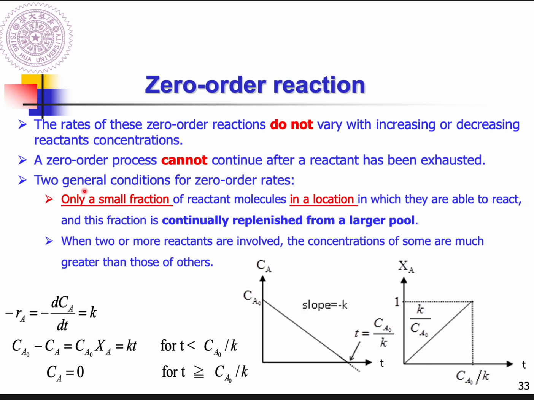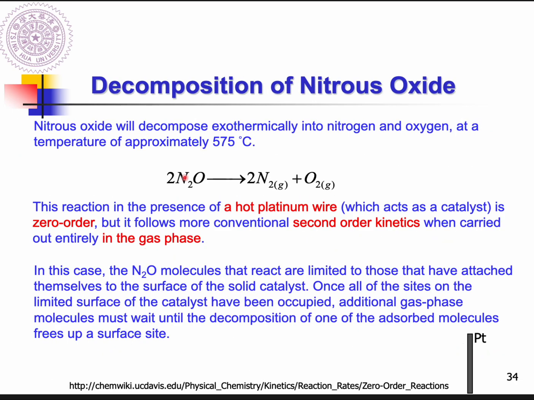There are two general conditions for zero order reactions. The first one is that only a small fraction of reactant molecules in a specific location is able to react, and this fraction is continually replenished from a larger pool. I'll explain what this means shortly, but first, the second condition: when two or more reactants are involved, the concentration of some is much greater than those of others. It's a similar idea, right? So what does this mean? I'm going to give you an example.